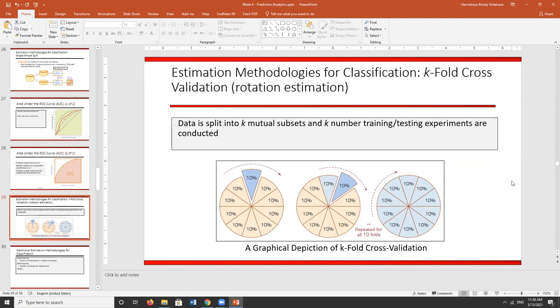Look at the left side. Look at this disk. How many pieces do I have? I divided it into how many pieces?